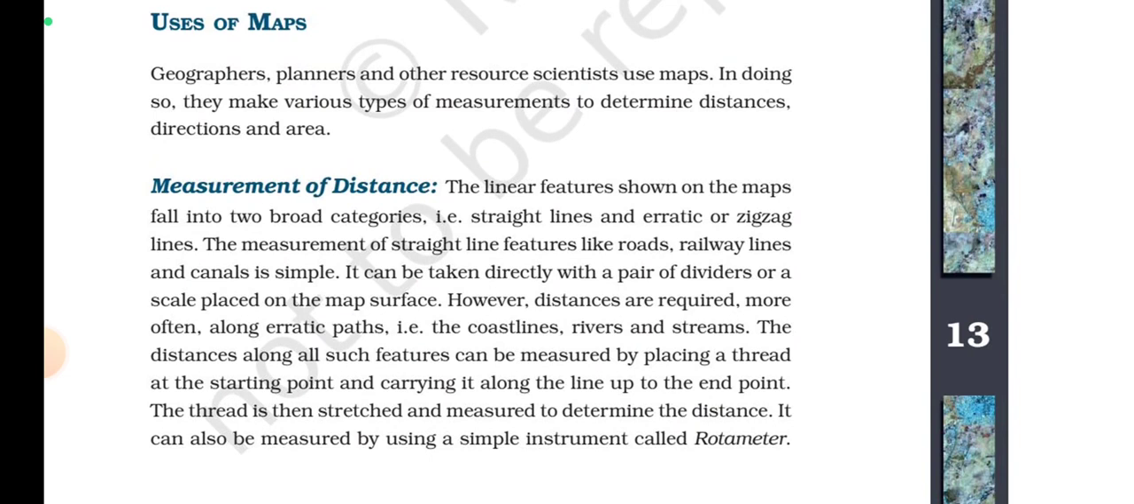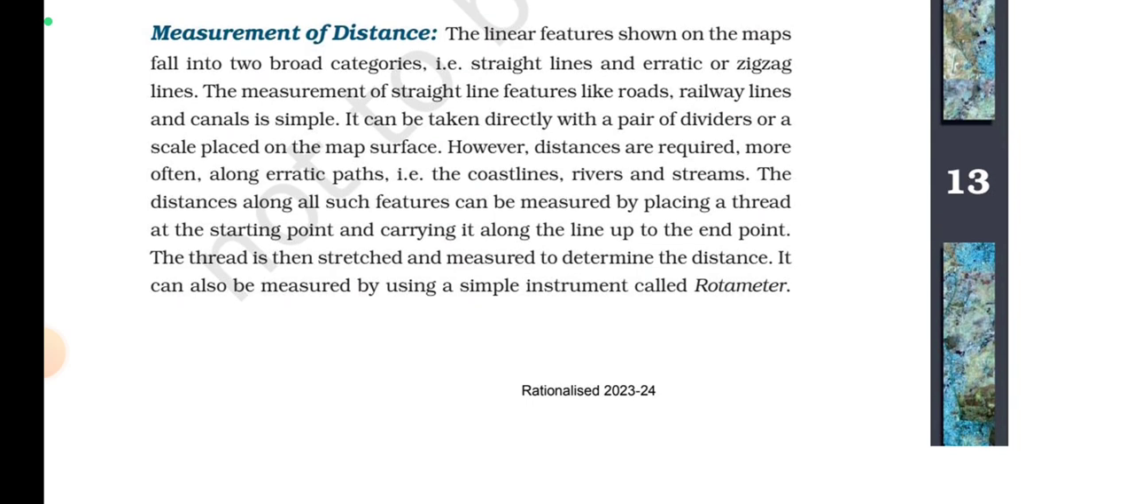Then usage of maps. Geographers, planners and other resource scientists use maps. In doing so, they make various types of measurements to determine distances, direction and area. Measurement of distance: the linear features shown on the maps fall into two broad categories, straight lines and erratic or zigzag lines. The measurement of straight line features like roads, railway lines and canals is simple. It can be taken directly with a pair of dividers or a scale placed on the map surface.